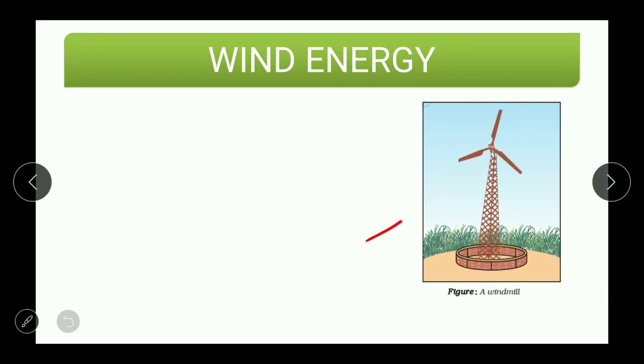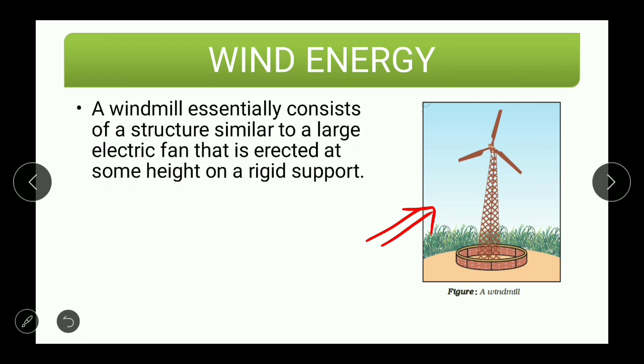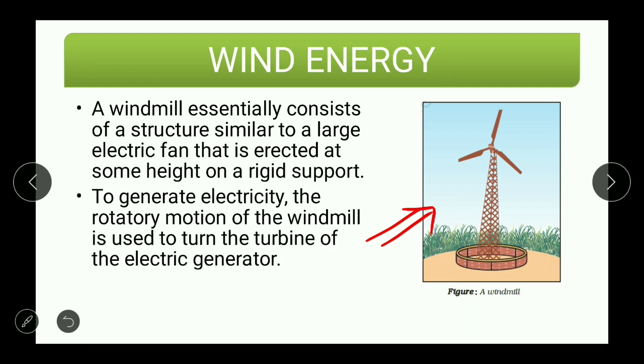So this diagram over here represents a windmill. A windmill essentially consists of a structure similar to a large electric fan that is erected at some height on a rigid support. To generate electricity, the rotatory motion of the windmill is used to turn the turbine of an electric generator. So when this fan moves, it rotates, then it forces the turbine to generate electricity.